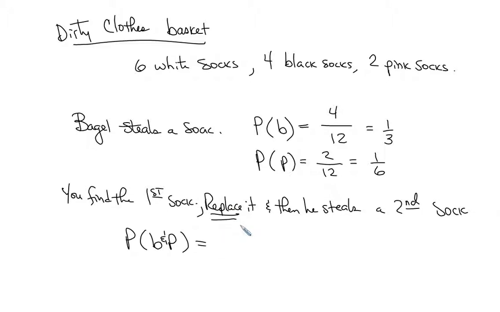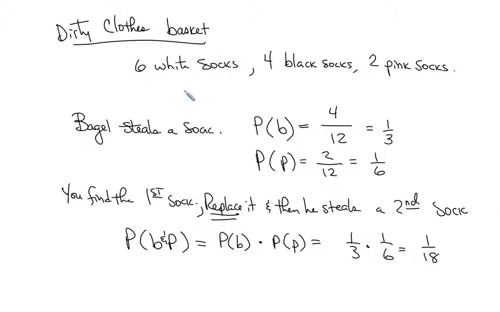Because we put it back. Therefore, we have reset the system. Okay? So we're playing with a full deck again, so to speak, a full basket. So that's the probability of a black sock times the probability of a pink sock. What's the probability of getting a black sock? 1 out of 3. What's the probability of getting a pink sock? 1 out of 6. That means there's a 1 in 18 chance that he gets a black one the first time and then a pink one the second time.